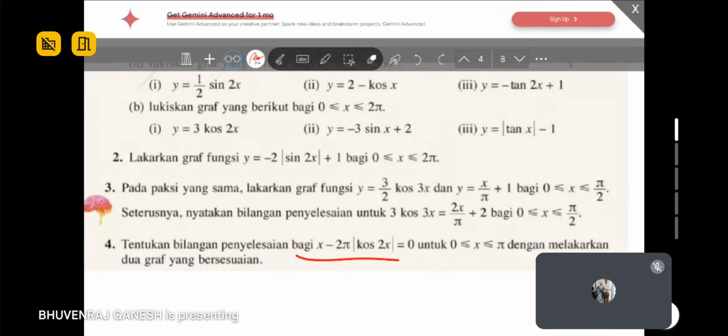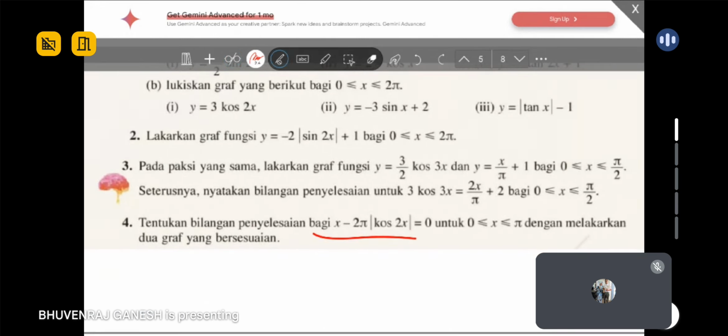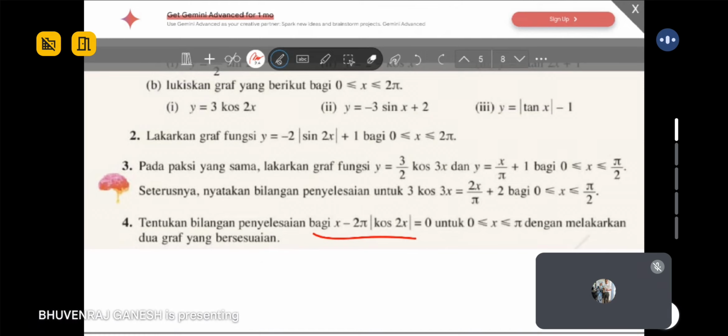So guys, what do you think are the 2 equations here that you need to draw? This one is challenging. Can anyone tell me what are the 2 equations you need to draw here? First, what is your first equation? Confirm one is trigo, another one is a straight line. So you must think, what is your trigo equation? What is your straight line equation?